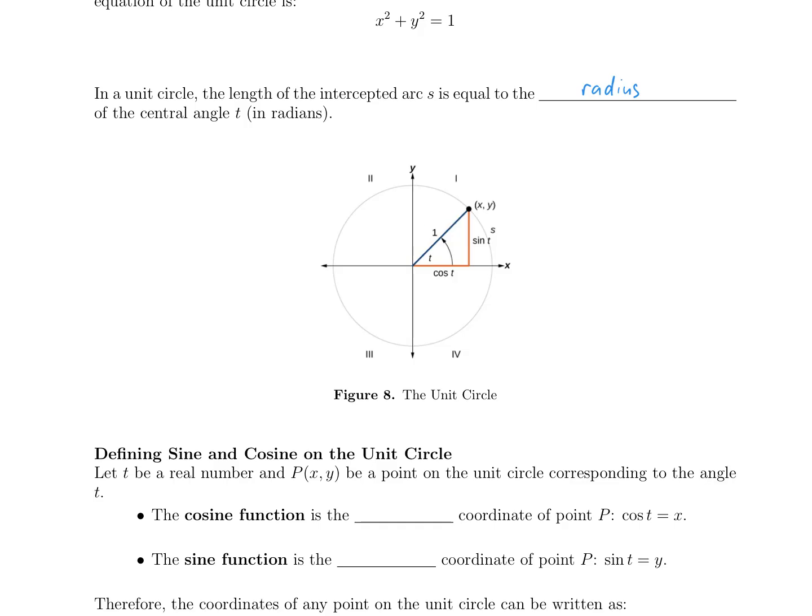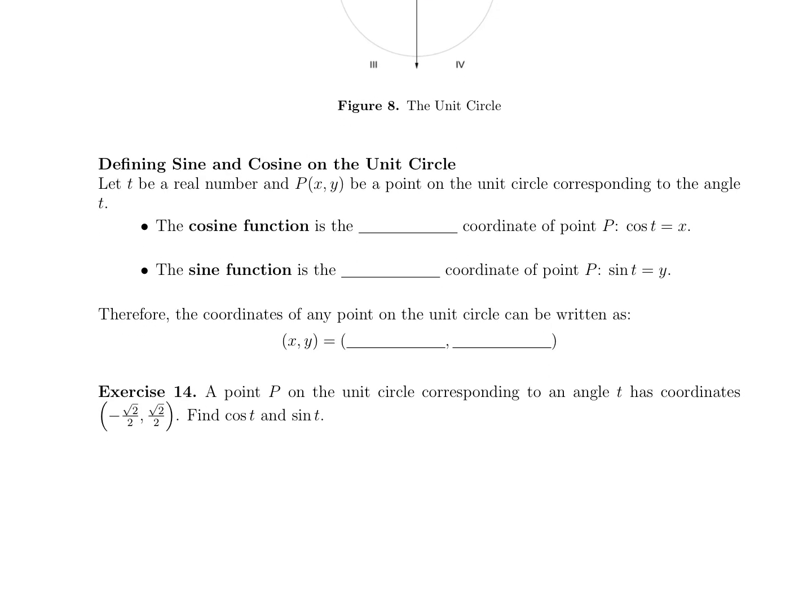Okay, let's keep going. So the cosine function is the x coordinate of the point. So you have this identity, cosine of t is equal to x, and the sine function is the y coordinate, which gives you this identity, y is equal to sine of t. Therefore, the coordinates of any point on the unit circle can be written as x comma y, which is equivalent to saying cosine of t comma sine of t, because cosine is the x coordinate and sine is the y coordinate. Okay, let's continue here.